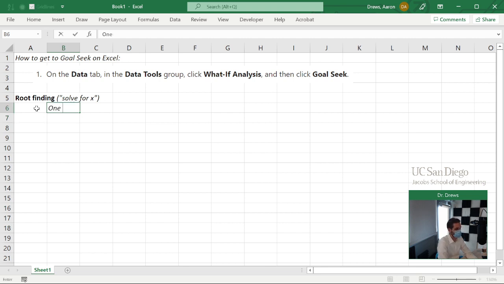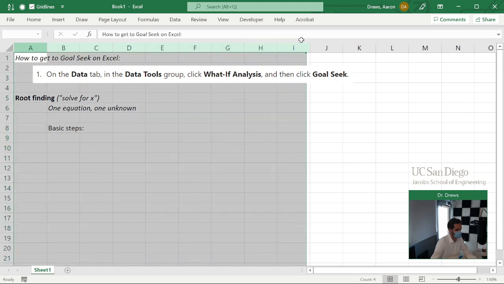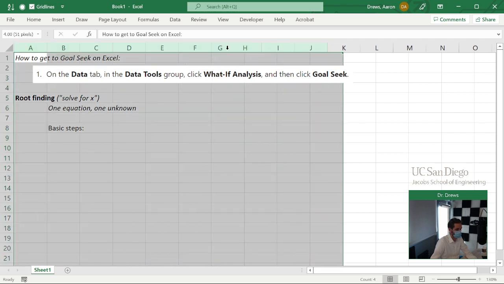Generally, the type of root finding we're talking about here is for one equation and one unknown. We will get to root finding with more than one equation and more than one unknown, but we're restricting ourselves to just one for now. This comes in about 5 basic steps, really 4, because you don't really have to do the one all the time. Let me adjust my columns here so that they look a little bit neater.